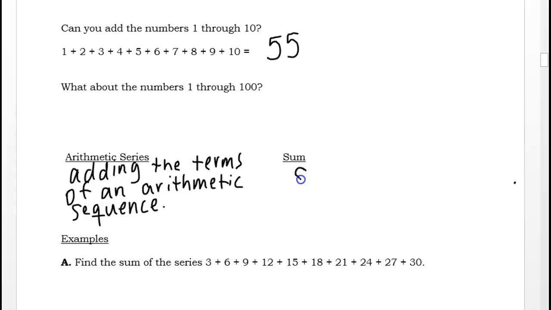So I have a formula then, that can add any list of numbers from an arithmetic sequence. We use the capital letter S to represent the sum of the series. To do that, we need to take the first term in the sequence, and then we add the last term in the sequence, and we multiply by the number of numbers in the sequence, and finally divide by 2.